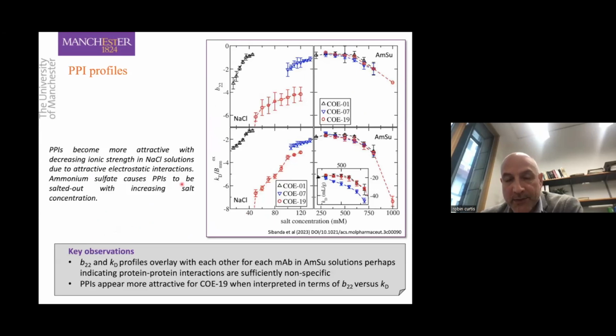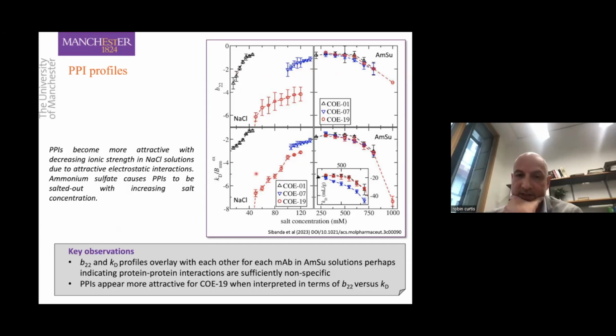And so what we did is we measured the second virial coefficient as a function of salt concentration. We did it at low NaCl concentrations, so we got attractive electrostatic interactions under low salt conditions. And then we also measured the interactions in ammonium sulfate for the 3 different antibodies. And the virial coefficient profiles actually overlay with each other, which is consistent with our hypothesis that we have non-specific interactions. And so we're also able to induce phase separation under these different conditions.